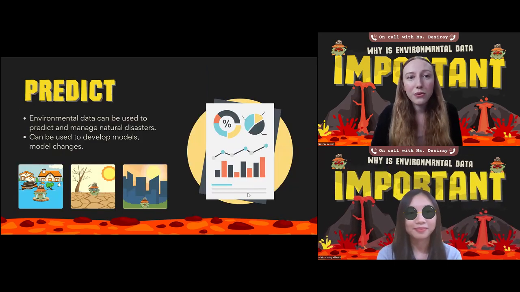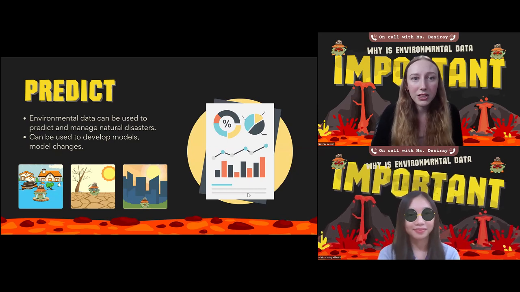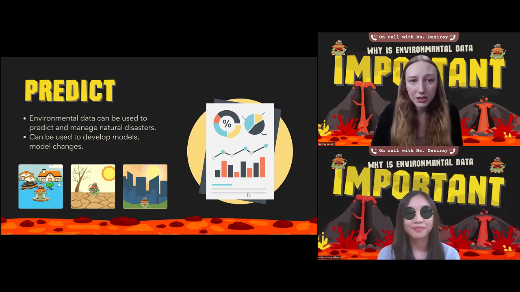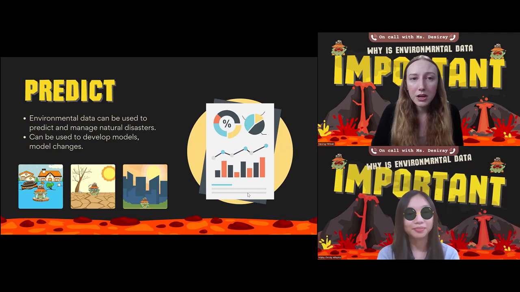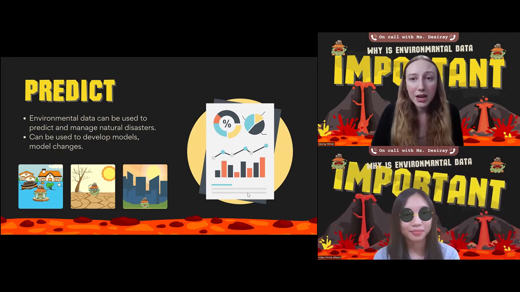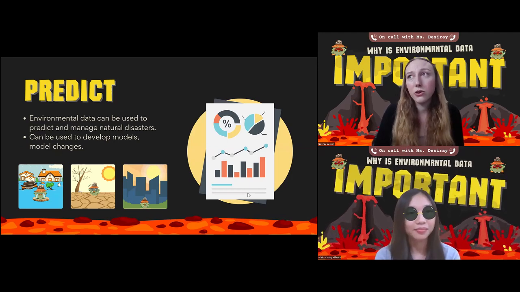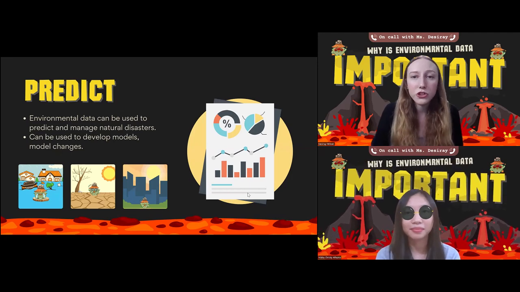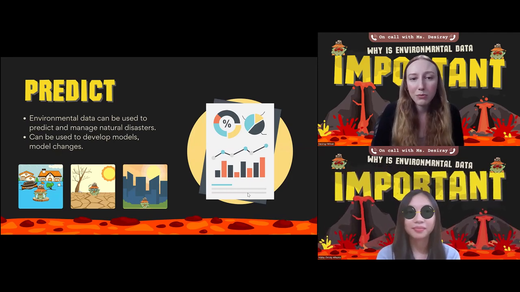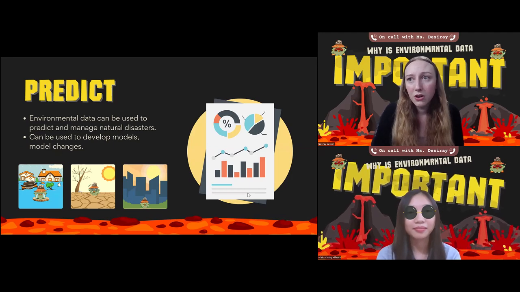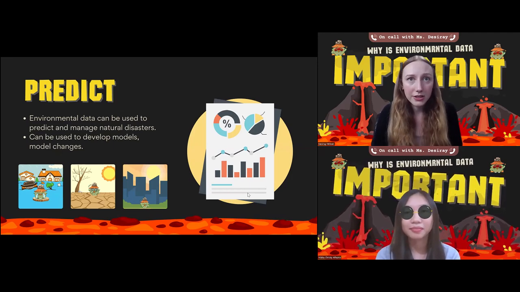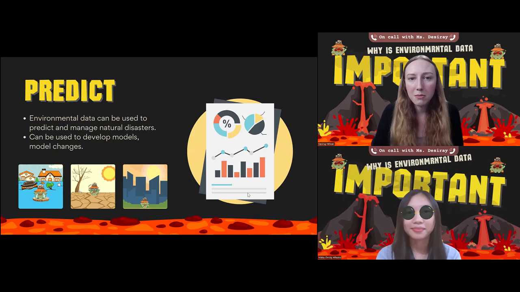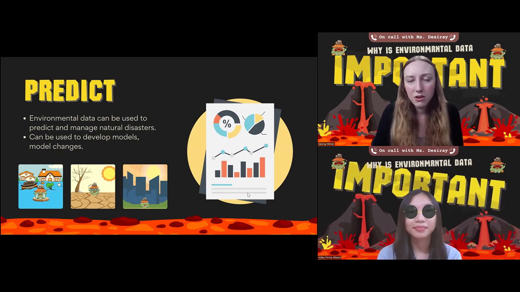And now that we have this long-term record of data, we can use it to predict different things. We can use it to predict and manage natural disasters. You can think of just your weather apps as one example. We can now predict where a hurricane is going to make landfall, and other weather events.